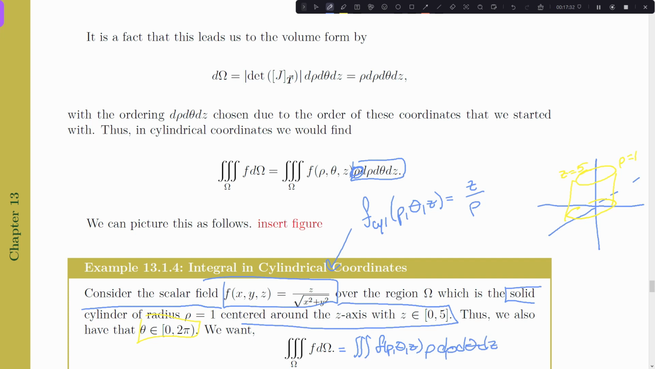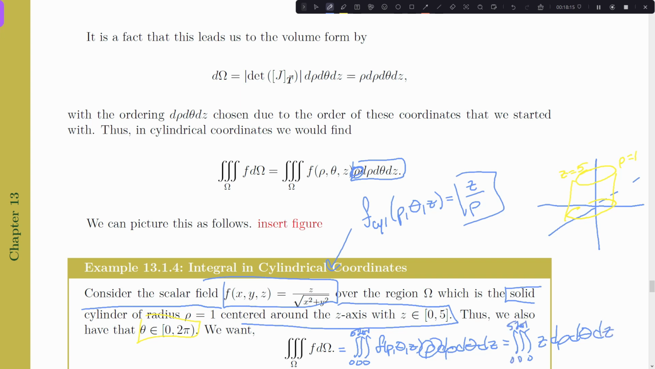And we just ask ourselves, what are the bounds that rho, theta, and z need to take? Well, rho goes from 0 on the z-axis to 1 at its peak, at the edge of the cylinder. Theta goes from 0 to 2 pi, and finally z goes from 0 to 5. So that's how we're going to set up our integral, and if we simplify this a little bit, that's really the integral, 0 to 1, f of rho theta z, well, that's z over rho multiplied by rho because we have that rho there, and we just get z d rho d theta dz.